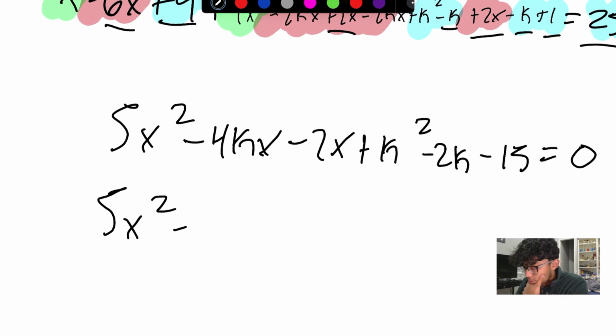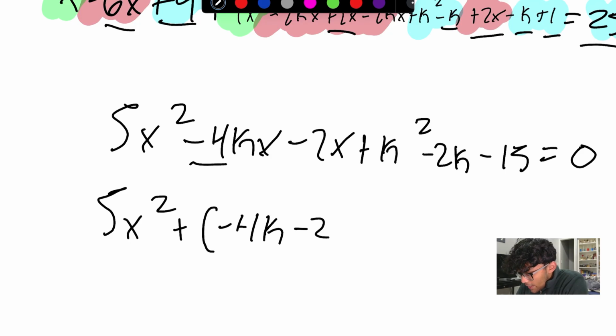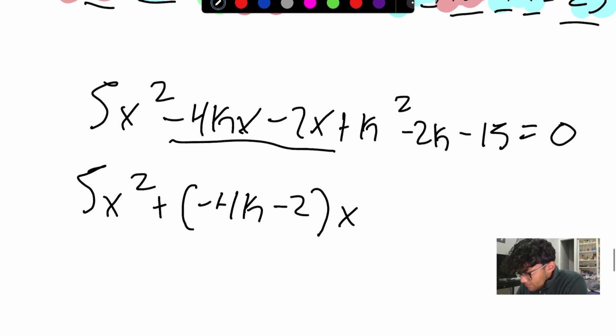Simplifying further, we have 5x squared plus (negative 4k minus 2) x. I'm just taking out the x here, factoring that out, and then we'll keep our constants the way they are.